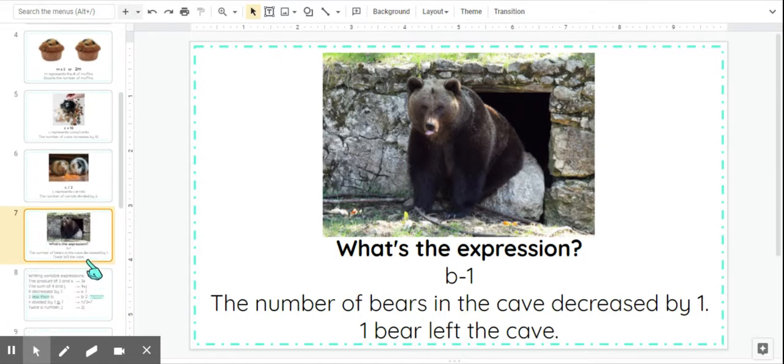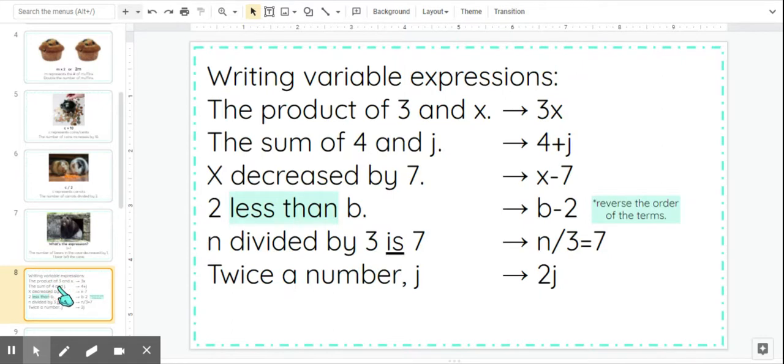You're going to get some pictures today. You're going to interpret them just like these ones. Also, though, we have to make sure we can turn words into math. So if we have the product of 3 and x, product means you multiply. So we're going to do 3 times x. You could put a dot in between, but actually the best way to write it is with the 3 touching the x. That also means multiply.